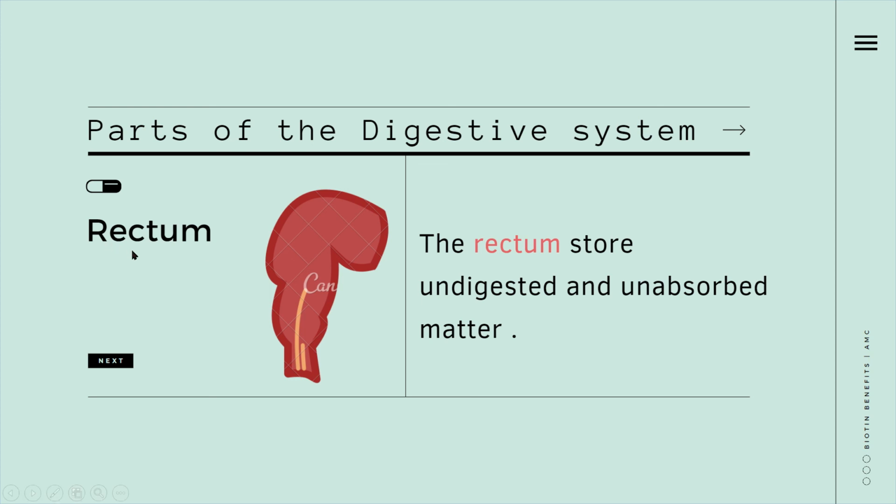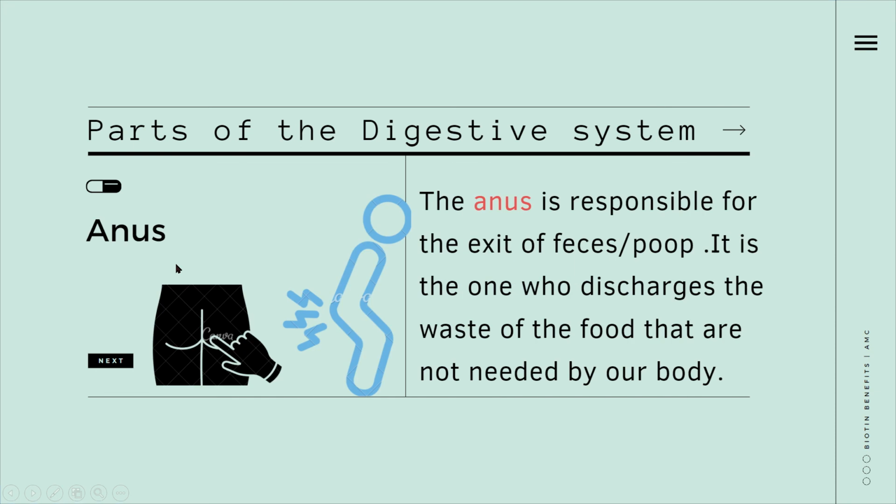And what do you call it? Yes, it is rectum. And the next one, anus. Everybody, anus. Okay, so the anus is responsible for the exit of feces or poop. It is the one that discharges the waste of the food that is not needed by our body.